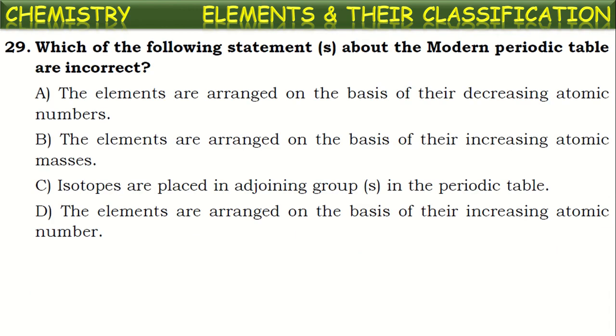which of the following statements about the modern periodic table are incorrect? See the statements once. The elements are arranged on the basis of their decreasing atomic numbers.